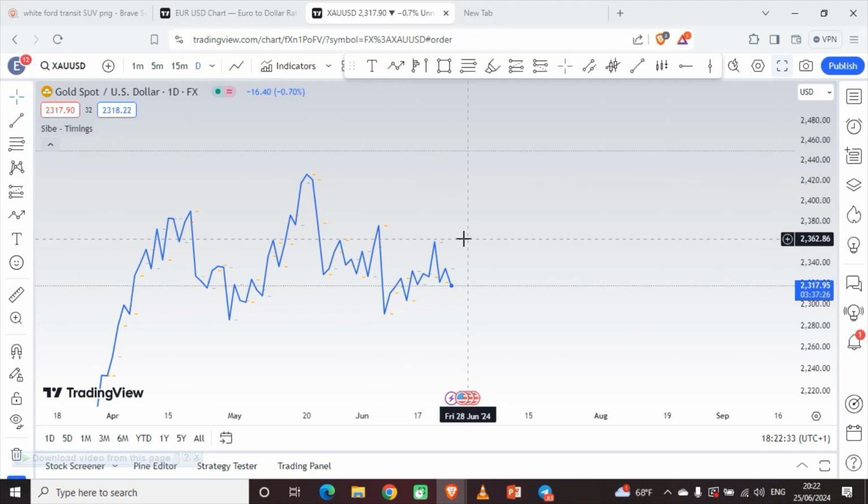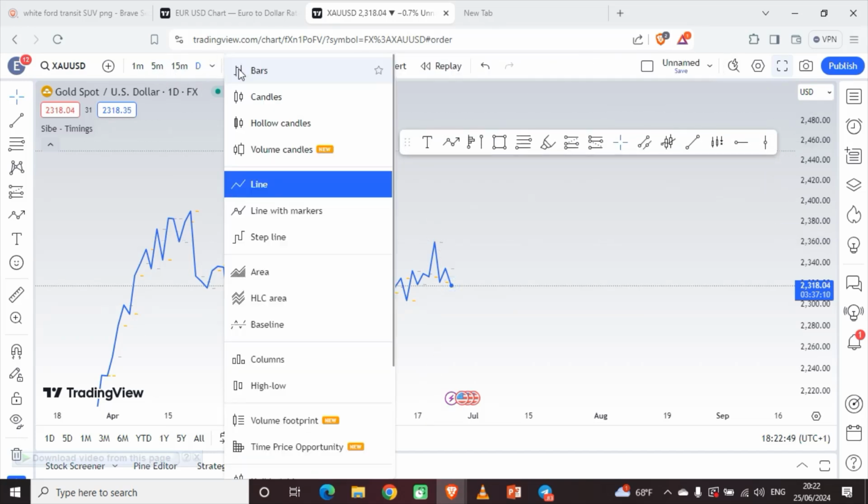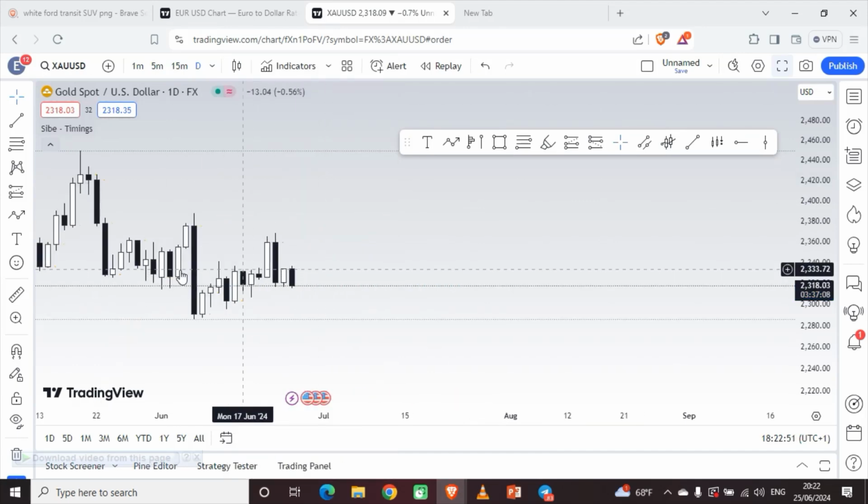This will be a resistance, and this will also be a resistance. So this is how we identify key levels on the line chart. If you're not seeing the key levels on the line chart, which is actually easier to see, the other way for seeing the key levels is being on the candlestick chart, like the way I showed you guys.